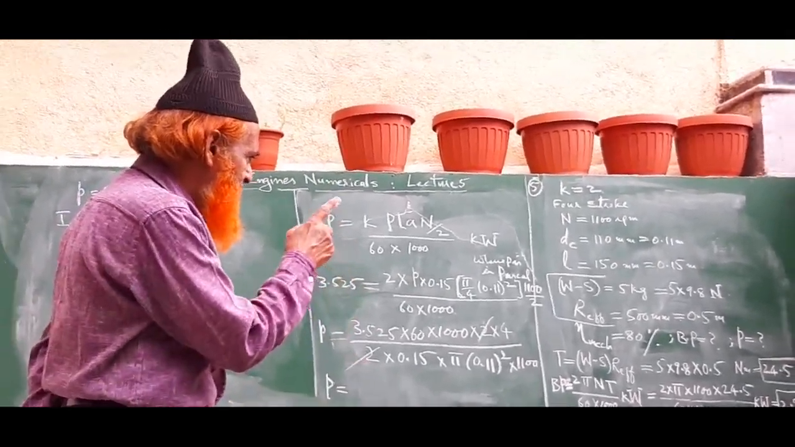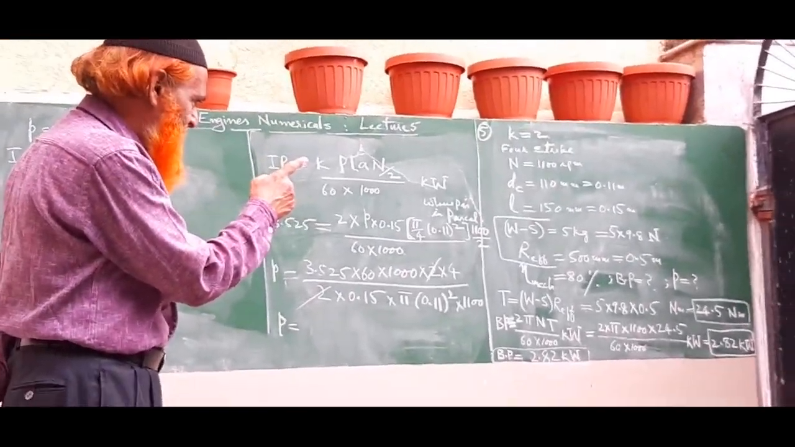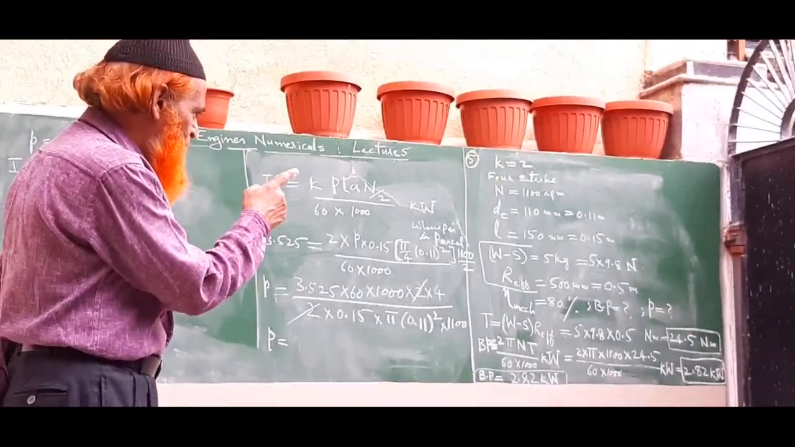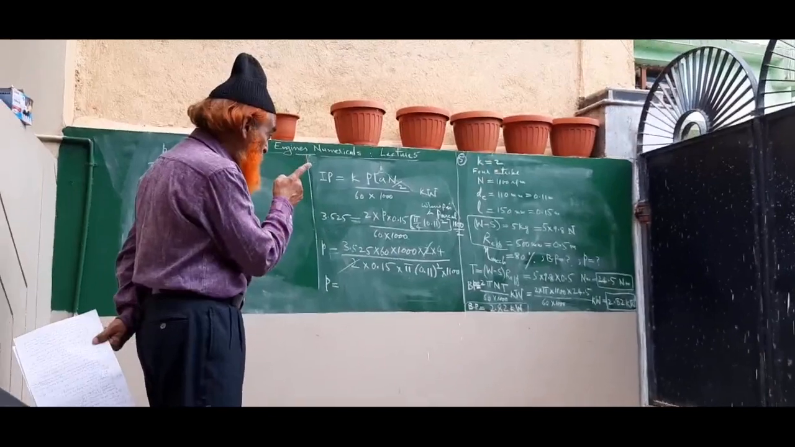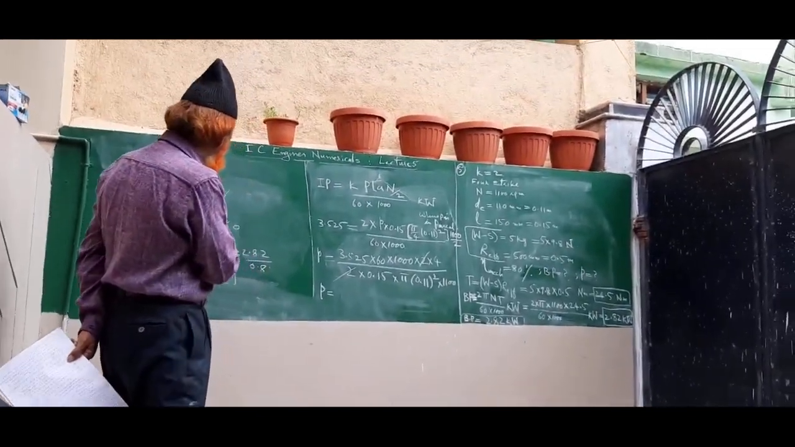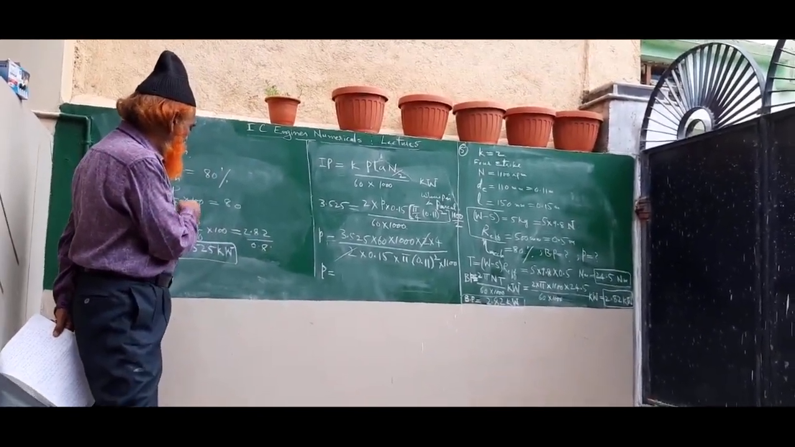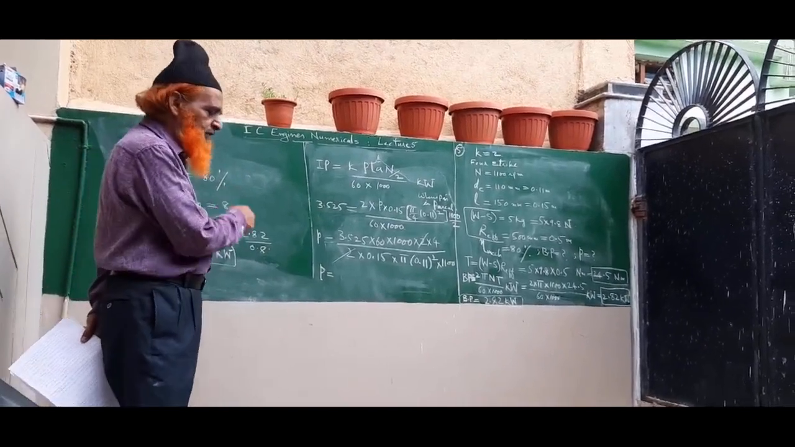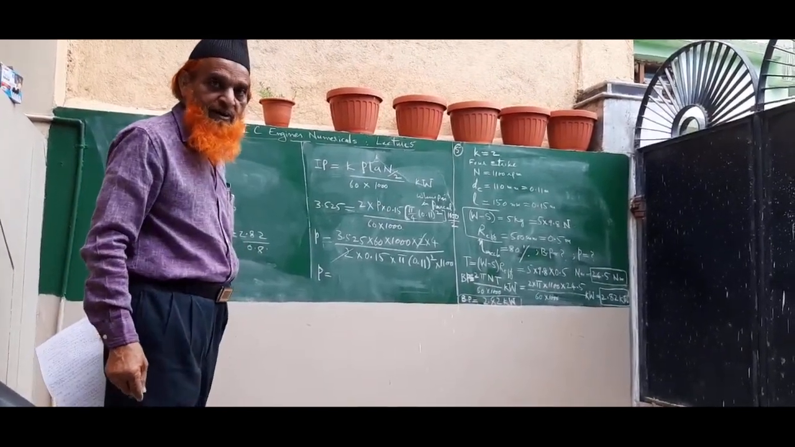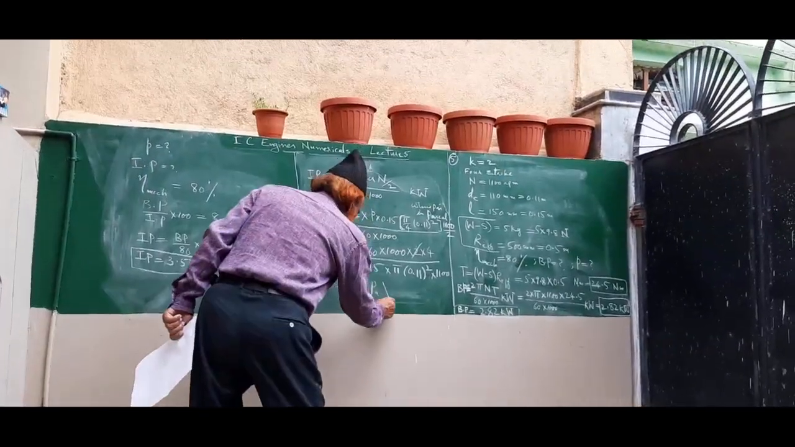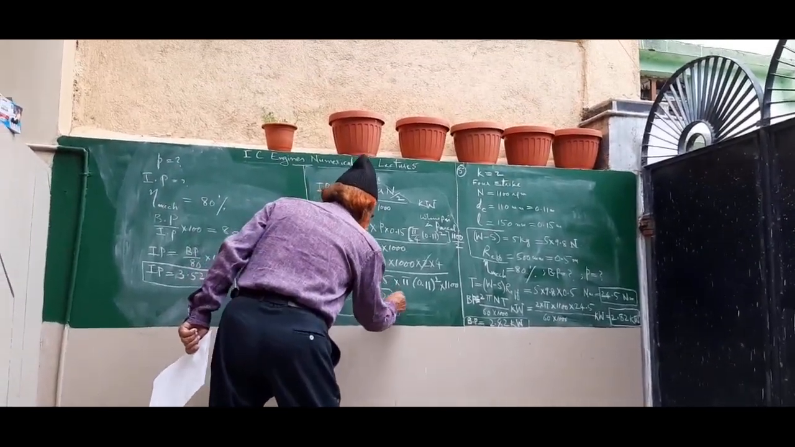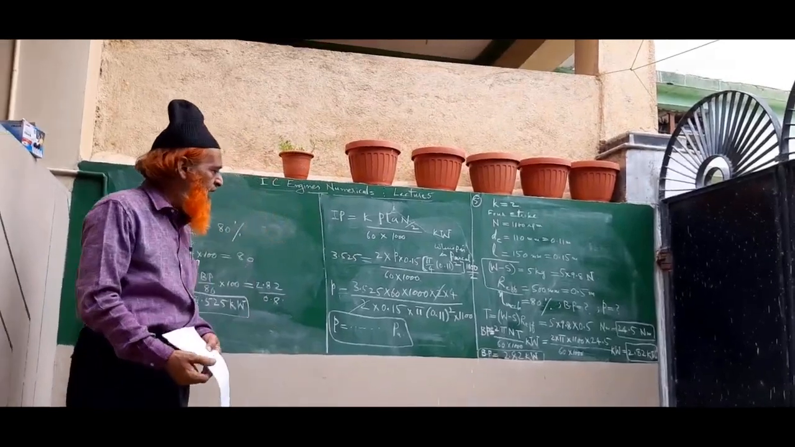You got torque 24.5 Newton meter, BP 2.82 kilowatt, IP 3.525 kilowatt, and you got the mean effective pressure. How much are you getting? Make the calculation fast. If you divide it by 10 to the power 5, you will be getting it in bar.